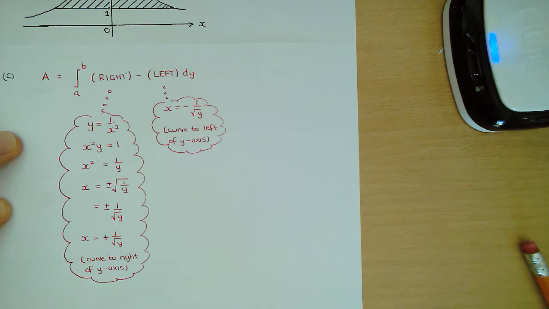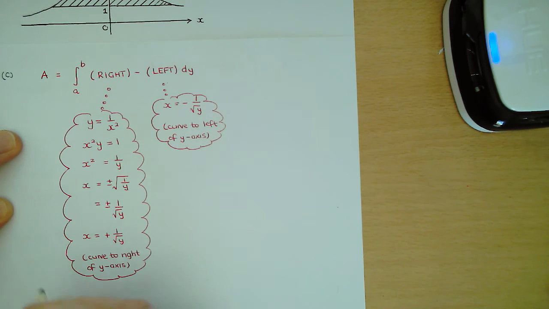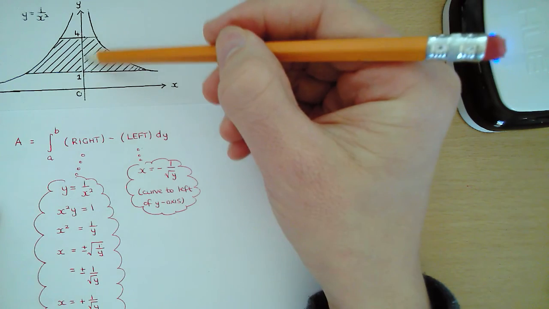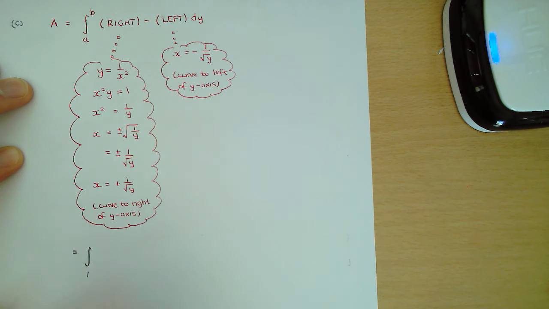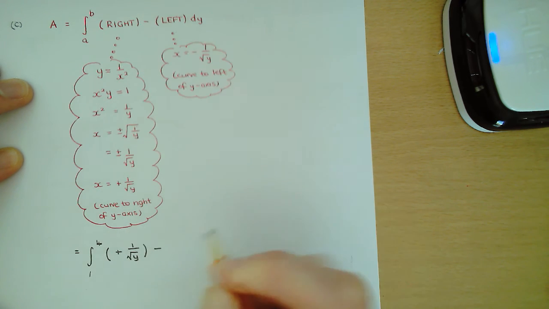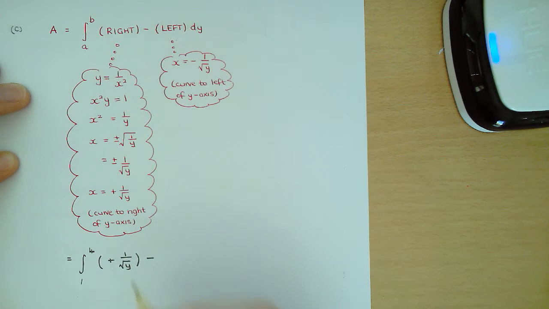So we're now ready to find the area. So the area A equals the integral. The limits are y limits, so the limits are between 1 and 4. Smaller limit goes on the bottom, bigger limit goes on the top. The curve on the right is positive 1 over root y. We're subtracting the curve on the left, which is negative 1 over root y. And we're integrating with respect to y.